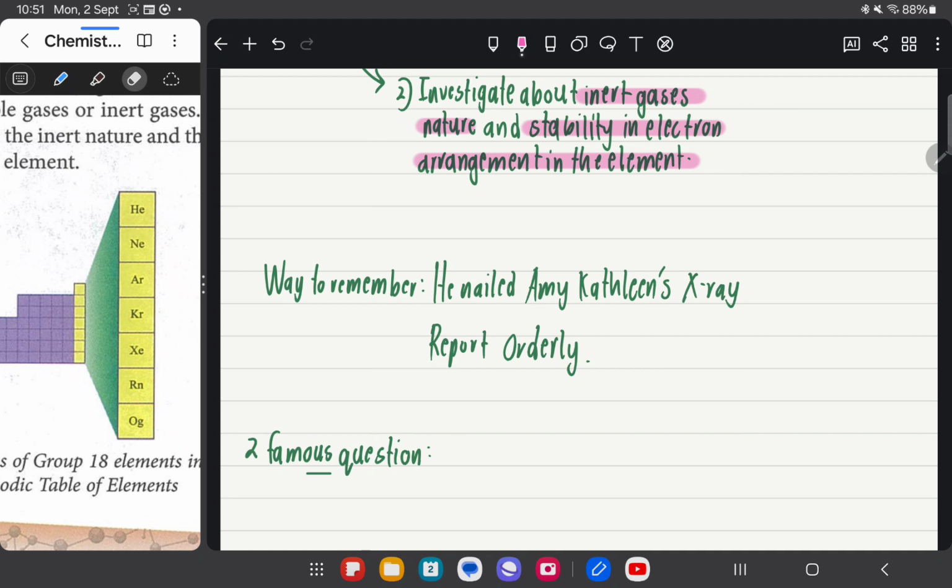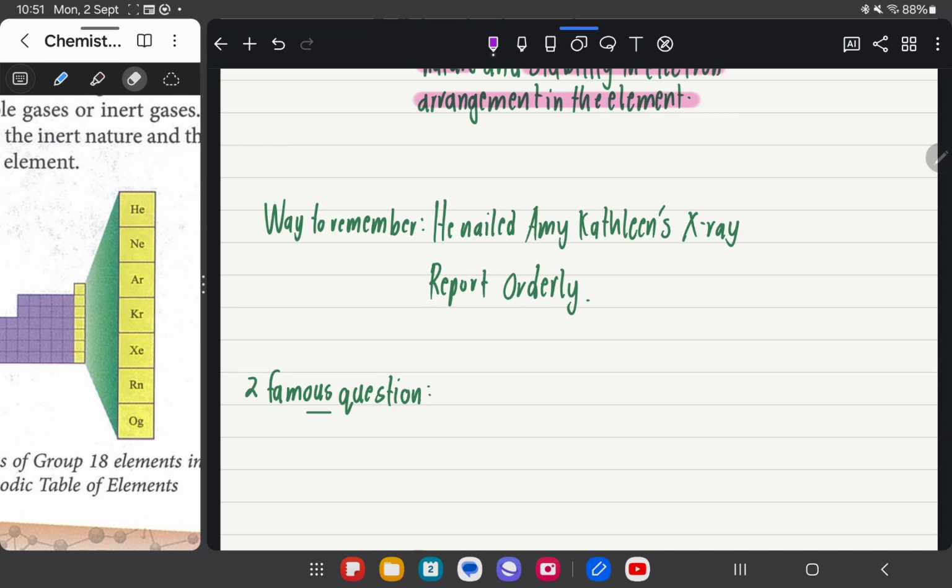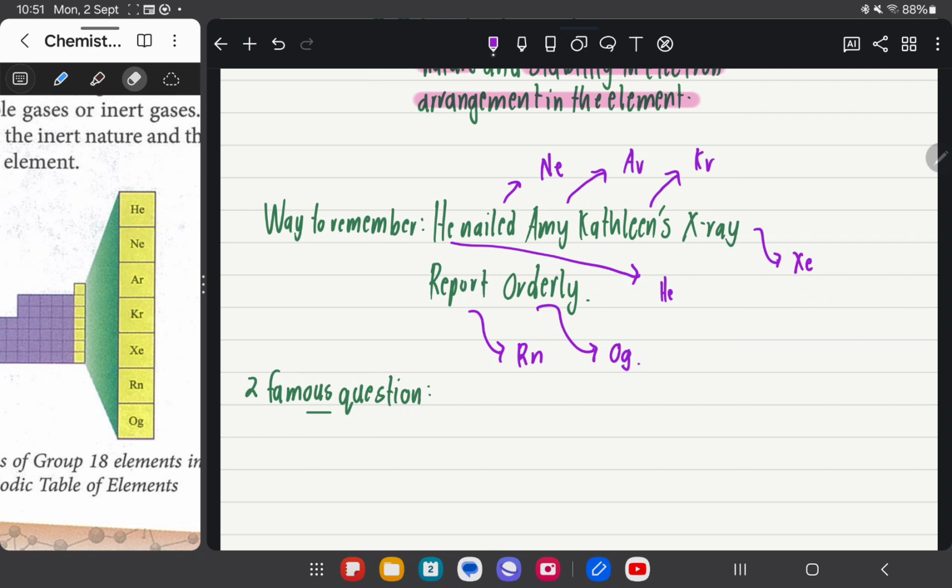So how do I remember all the names? I created a mnemonic, which I remember like this: He nailed Amy Kathleen's X-ray report orderly. He stands for helium. Nailed stands for neon. Amy stands for argon. Kathleen stands for krypton. X-ray stands for xenon. Report stands for radon, Rn. Orderly stands for oganesson. Oganesson is a new element in group 18.